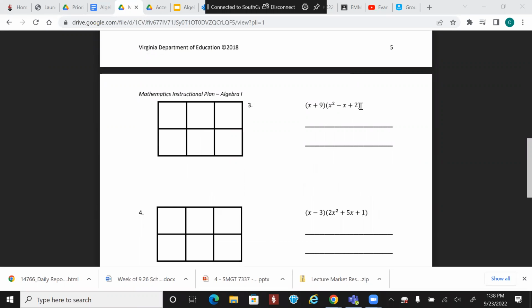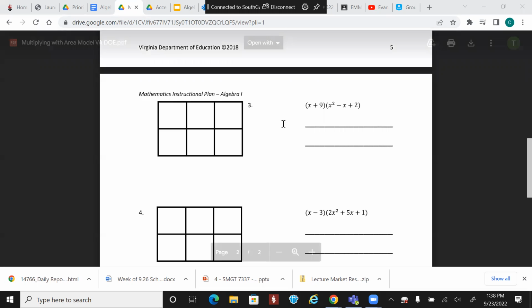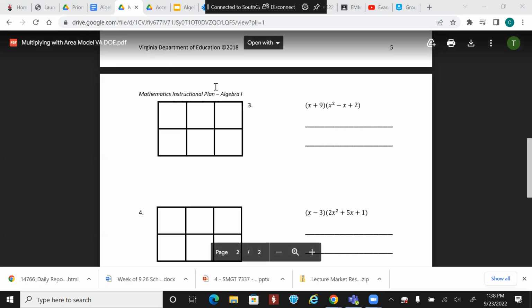We learned about binomial times binomial. This time we're going to have trinomial times binomial. So we're going to take this x plus 9 and write it on the side. And then we're going to write x squared minus x plus 2 across the top. Now we're going to multiply and get the insides. And then we're going to combine our like terms and write it out.